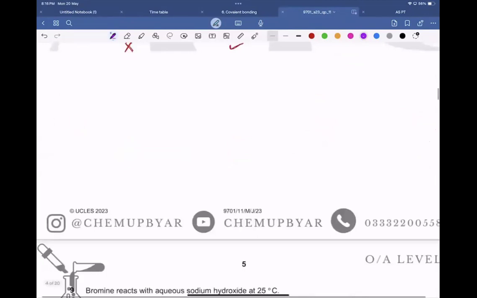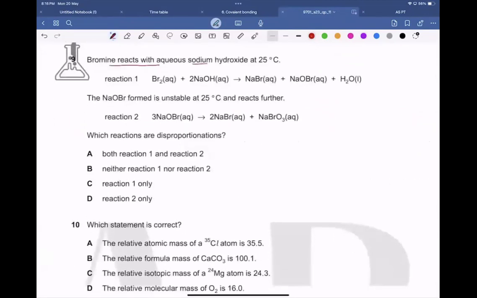Now question number 9. Bromine reacts with aqueous sodium hydroxide at 25 degrees Celsius. Okay, this is reaction 1, which is occurring at 25 degrees Celsius. It is the same as the reaction of chlorine with sodium hydroxide, that's what we have studied. The NaOBr formed is unstable at 25 degrees Celsius and reacts further. It's reaction 2.